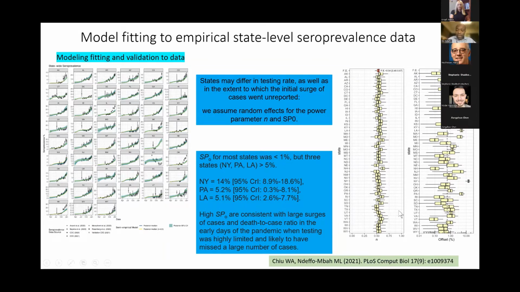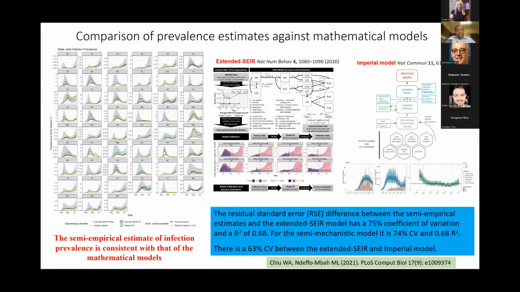We observe that for most states, that initial seroprevalence SP0 was less than 1%, with the exception of 3 states for which it was higher than 5%. And this was consistent with a large surge of cases in those states, as well as a death-to-case ratio that was very large during the early days of the outbreak. Finally, we validated the prediction of this model by comparing it with another mechanistic model that also provided state-level estimates of prevalence in different states in the US at a daily scale, and we show that our model results compare very favorably to that of this mechanistic model.